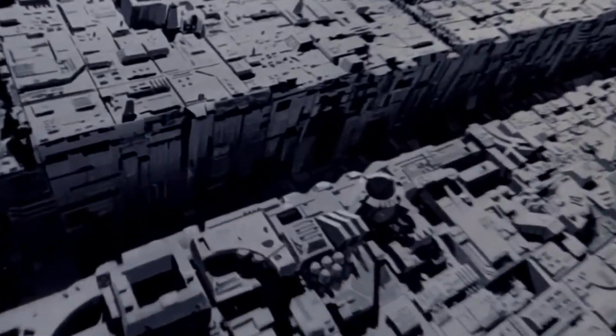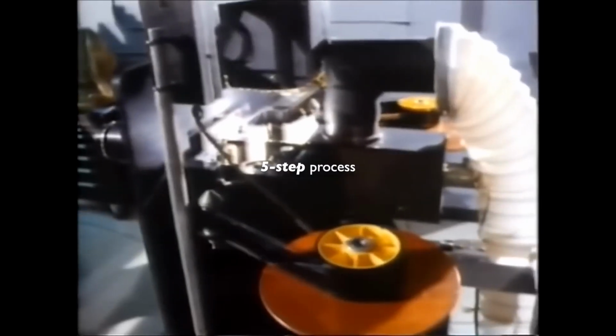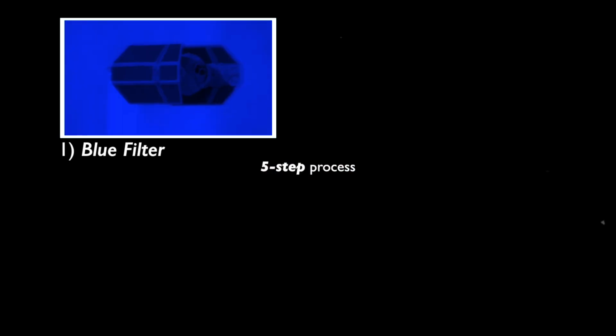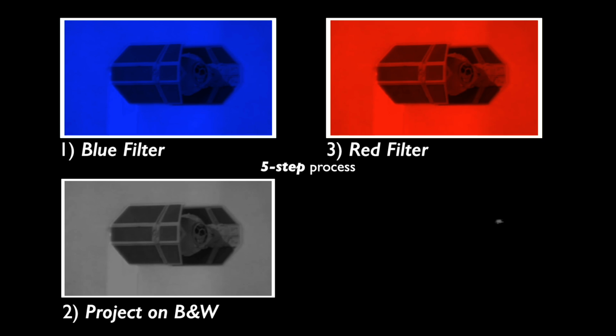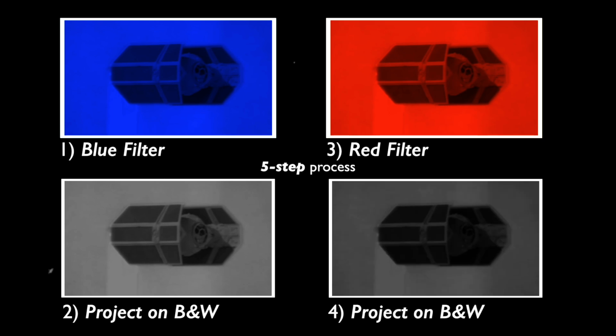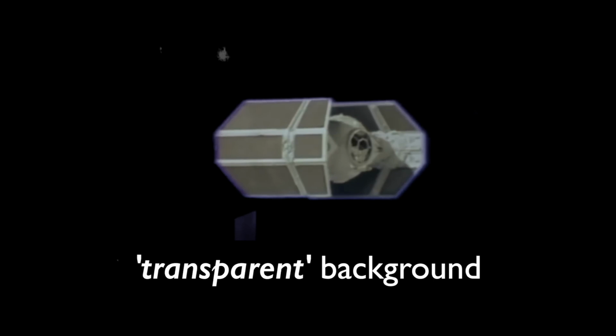Another sequence with groundbreaking effects was the Death Star trench run. Physical models were made for each spaceship and filmed on a blue screen. But how did they get rid of the background in 1977? The filmmakers used a 5-step process to do this. Put a blue filter on the film, project that onto black and white film, put a red filter on that film, project that onto black and white film, combine the two, and you end up with what's called a female matte that could then be used over your camera to block light, essentially creating a transparent background.